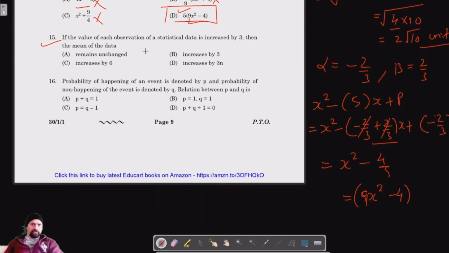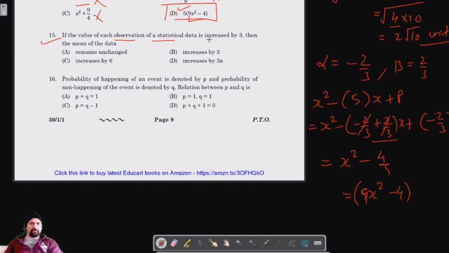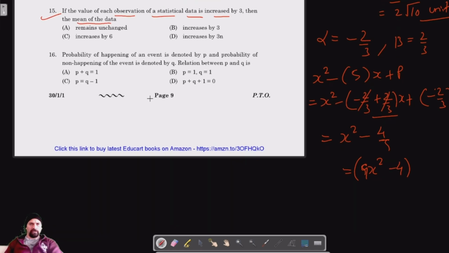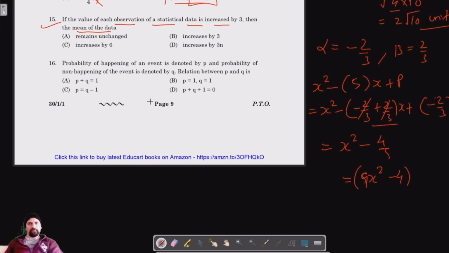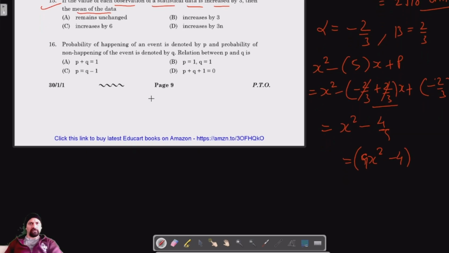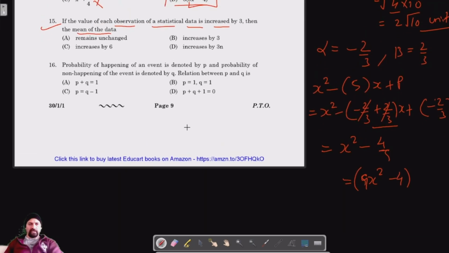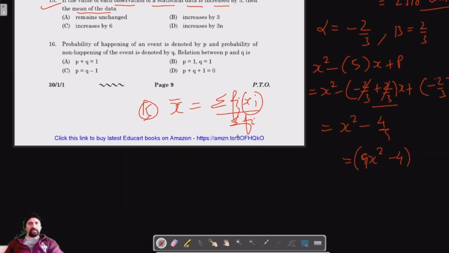Okay, for 15th question, it is given that value of each observation of statistical data is increased by 3, then the new mean will remain unchanged, increases by 3, increases by 6, or increases by 3. Now we know that the mean of data is given by sigma fi into xi by sigma fi. This is question number 15. And xi is the observation.